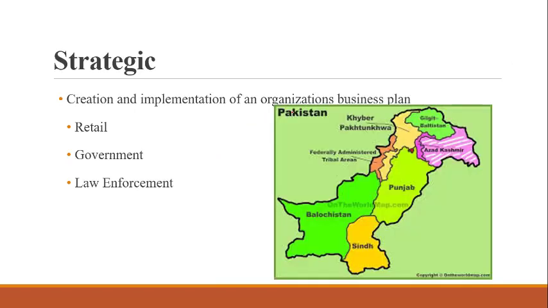For strategic purposes, it can also be used. For example, it can be seen that Balochistan, Punjab, Sindh, KP, Azad Kashmir and Gilgit-Baltistan are demarcated. So it can be used for strategic purposes, for political purposes, and for law enforcement or government purposes.